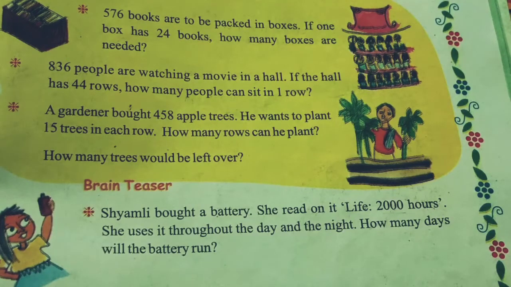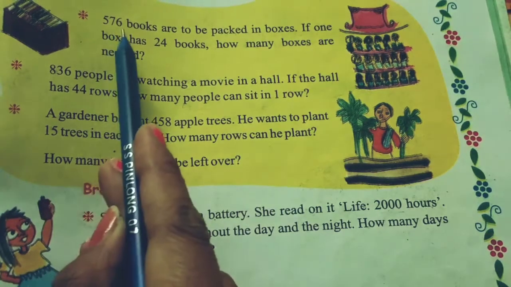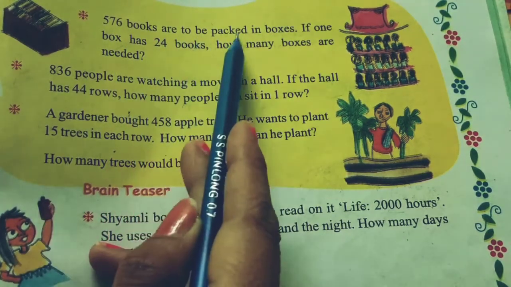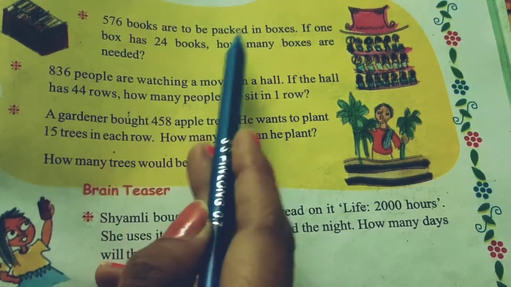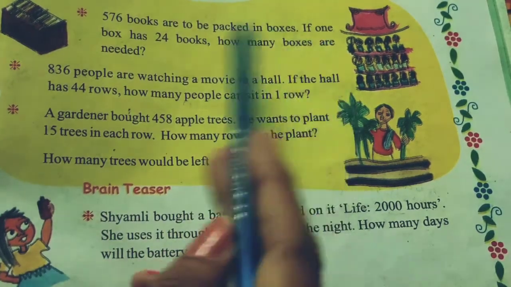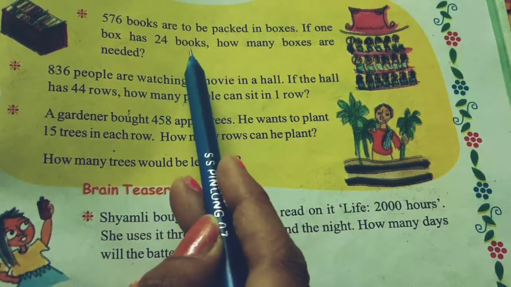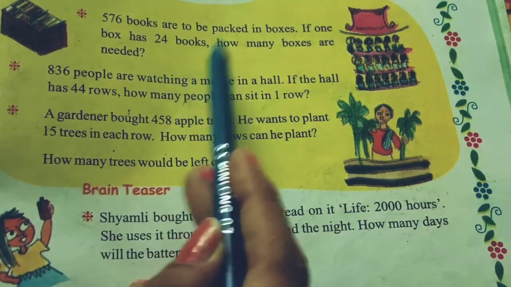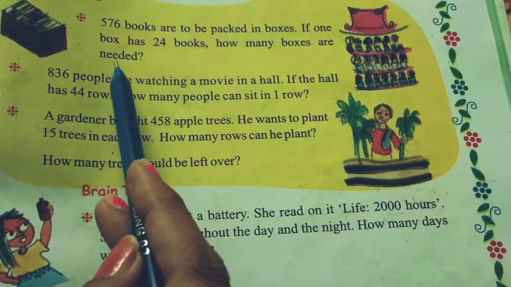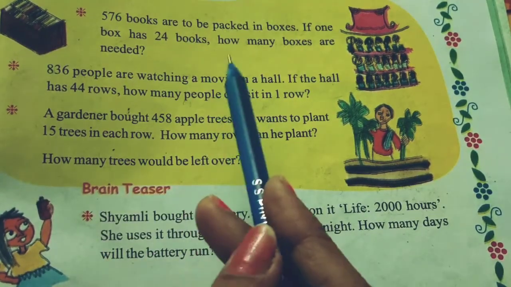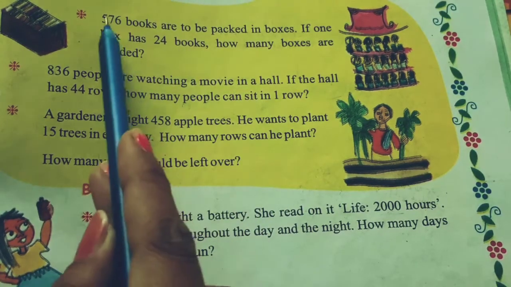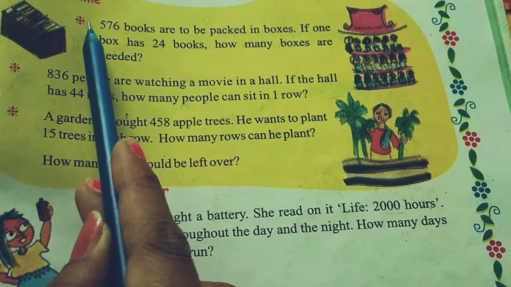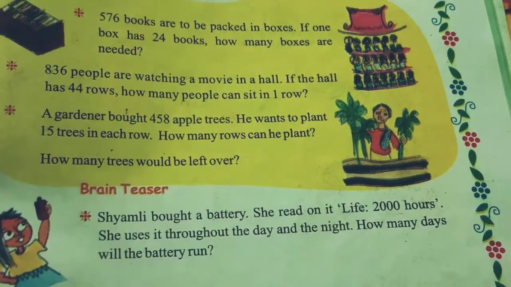Next, practice time on page number 183. First, 576 books are to be packed in boxes. टोटल बुक्स 576 बॉक्स के अंदर पैक करनी है. If 1 box has 24 books, एक के अंदर 24 बुक्स रखनी है. How many boxes are needed? कितने बॉक्सेस चाहिए. एक बॉक्स के अंदर 24 बुक रखनी है. Total books we have 576. How many boxes, we have to find the number of boxes.